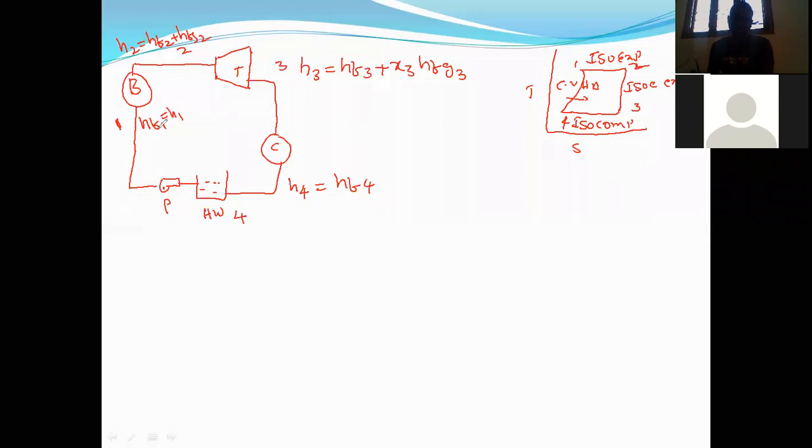Okay, right. Listen to me, guys. See, before the boiler is point 1. What is the condition before the boiler? That is saturated water. It is not steam. So it is only having the sensible heat. What is the indication of sensible heat? That is HF. So at point 1 we are writing HF1. H1 will be HF1.